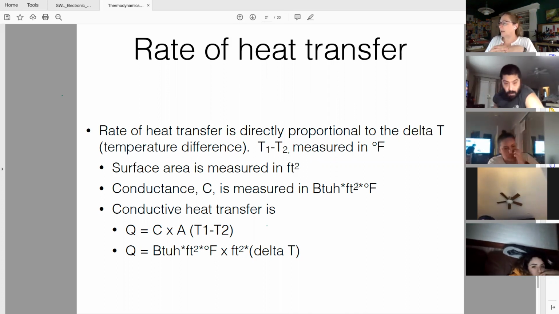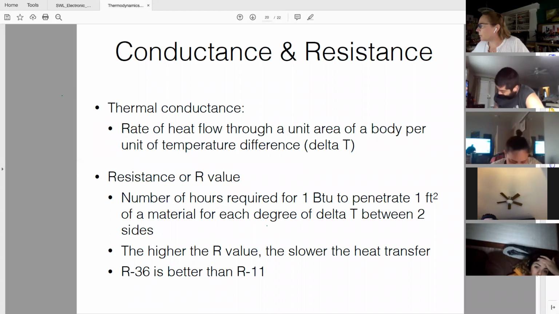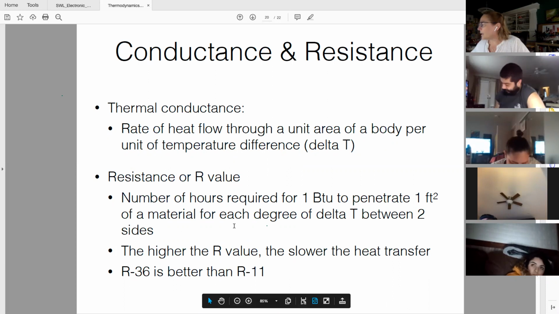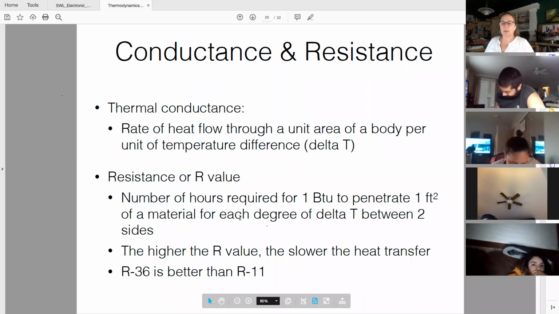And then the last thing was the conductance and resistance, which is the R value. And that is how heat moves through a material from one side to the other.